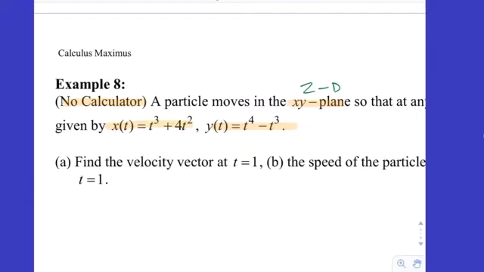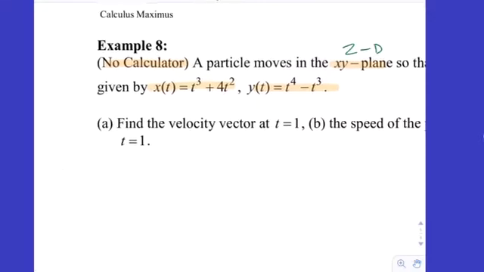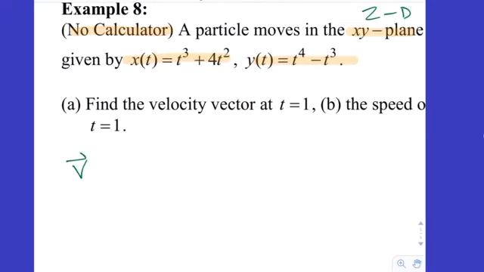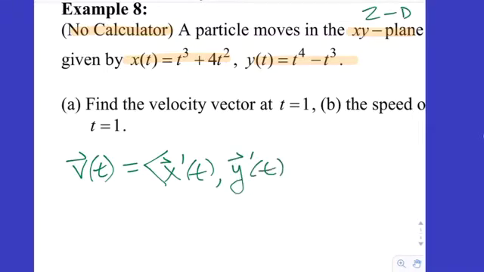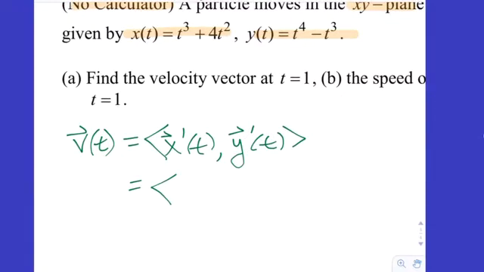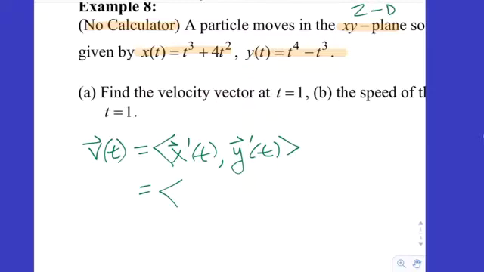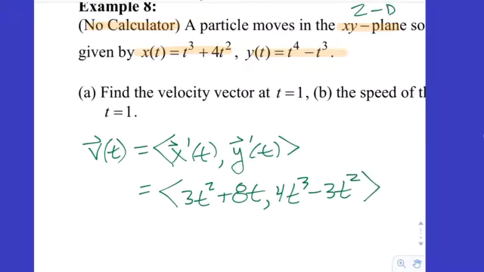Part A, find the velocity vector at t equals 1. All right, so how are we going to find the velocity vector? Well, let's name it first, v of t, and we'll give it the little vector arrow above the v. It's going to be the chevron x prime of t, y prime of t. So we could do that in one step. If x is t cubed plus 4t squared, its derivative is 3t squared plus 8t, comma, and then y prime is 4t cubed minus 3t squared. Just simple little power rules. So there is your velocity vector. We list it as an ordered pair.